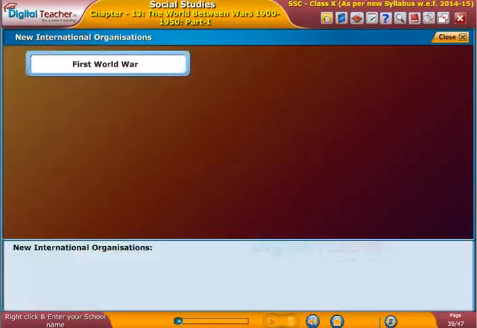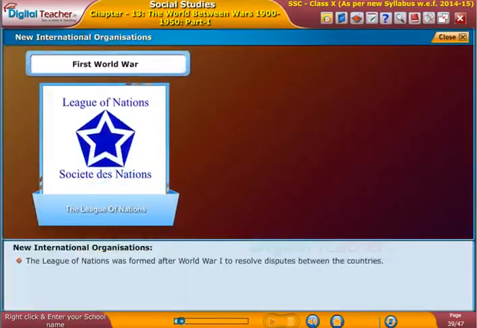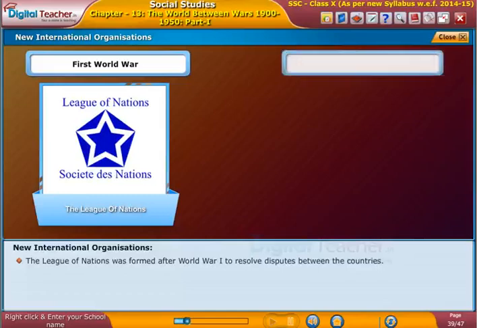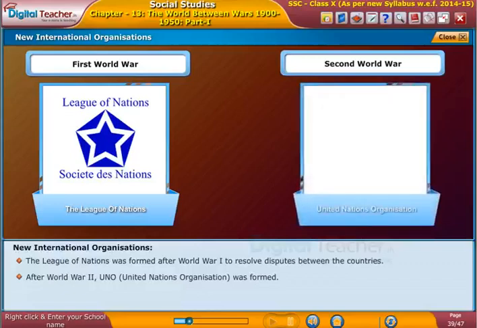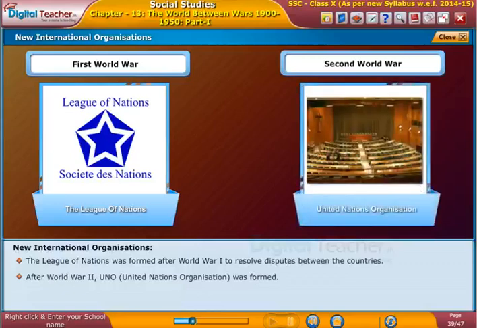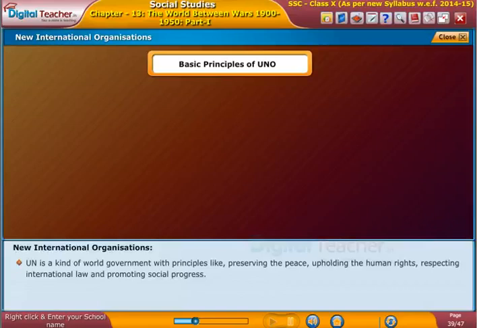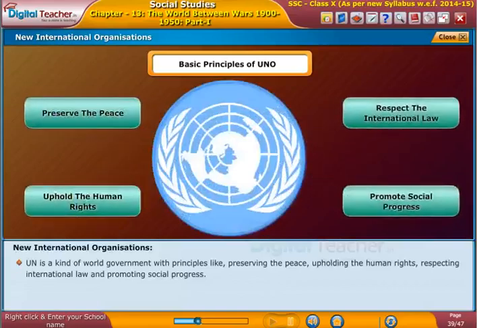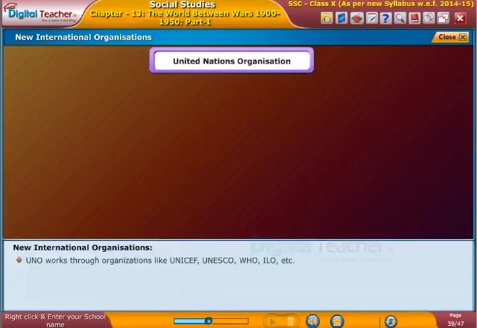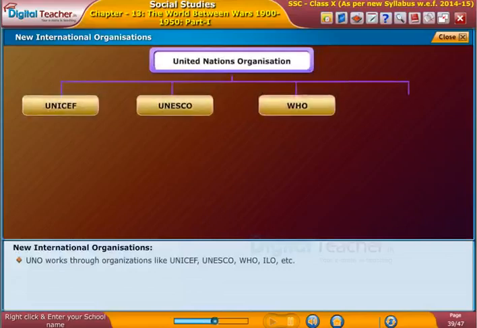New international organizations. The League of Nations was formed after World War I to resolve disputes between the countries. After World War II, UNO, United Nations Organization, was formed. UN is a kind of world government with principles like preserving the peace, upholding the human rights, respecting international law, and promoting social progress. UNO works through organizations like UNICEF, UNESCO, WHO, ILO, etc.